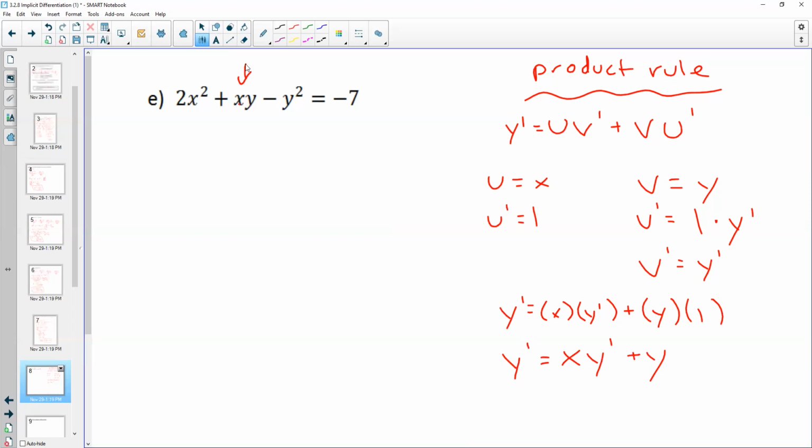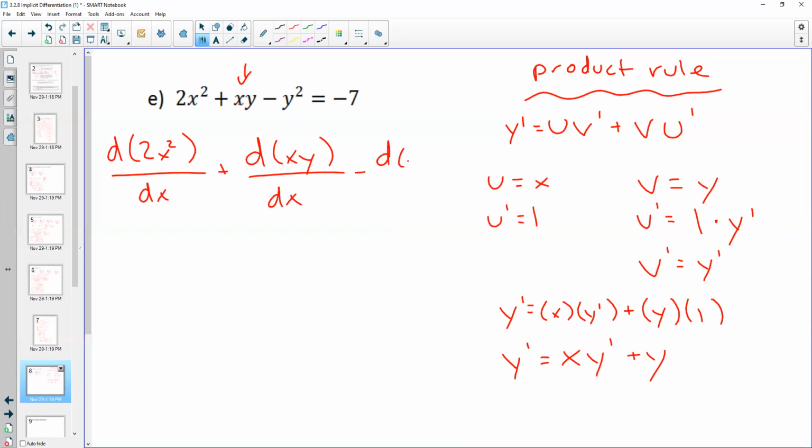So when we move to our next step, remember we're going to do the derivative of 2x squared with respect to x plus the derivative of xy. We just did this part, so we don't have to differentiate that again. We can just substitute in what we found for the xy there, minus the derivative of y squared is equal to negative 7. Sorry, I ran out of space there.